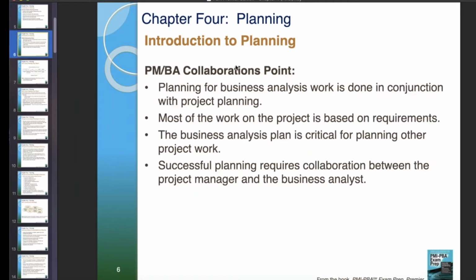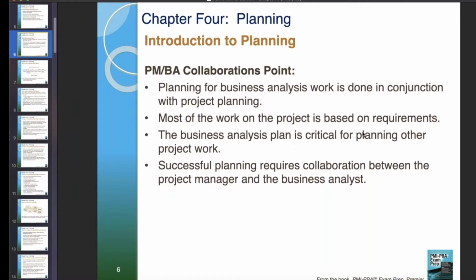So the PM and BA do a lot of collaboration. Here's a collaboration point between them. Planning for business analysis work is done in conjunction with project planning. Most of the work on the project is based on stakeholder requirements. Scope generally means the team's understanding of the stakeholders' requirements. That's really what scope is. It's the expert understanding of what the stakeholder wants.